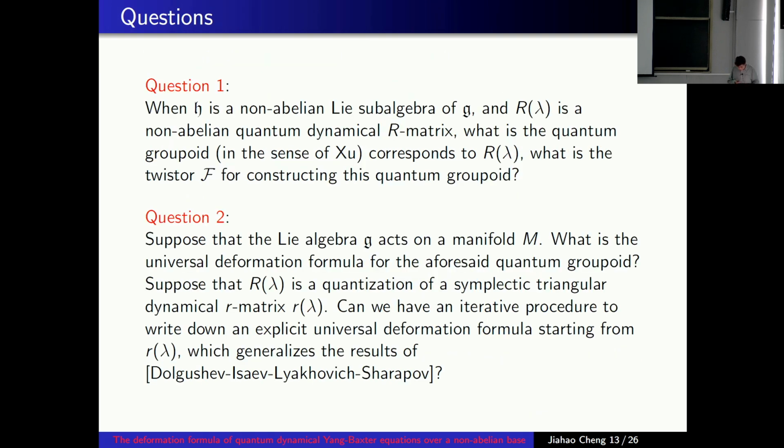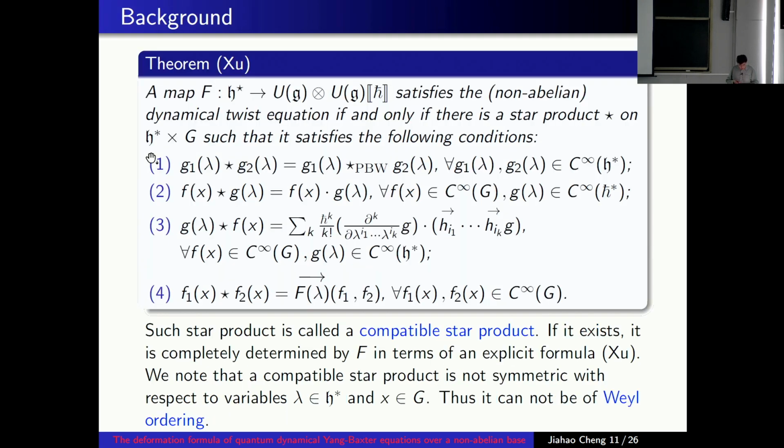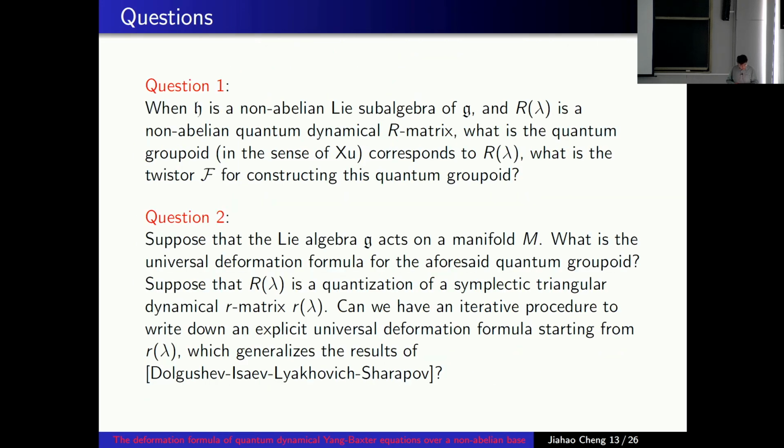Right? So now we ask two questions. The first question is: if H is a non-abelian Lie subalgebra of G, and suppose that you already have a non-abelian quantum dynamical R matrix R(lambda), can one still construct some kind of quantum groupoid in the sense of Xu? When H is abelian, you have a construction given by this formula, where each term is explicit. But when H is non-abelian, can one also construct a quantum groupoid?